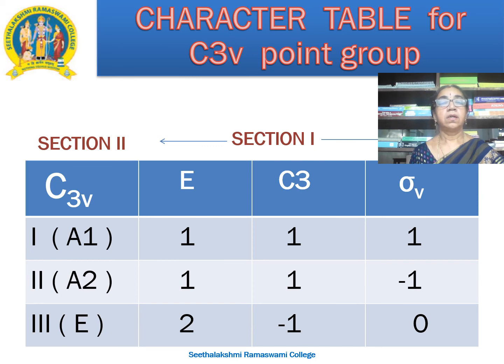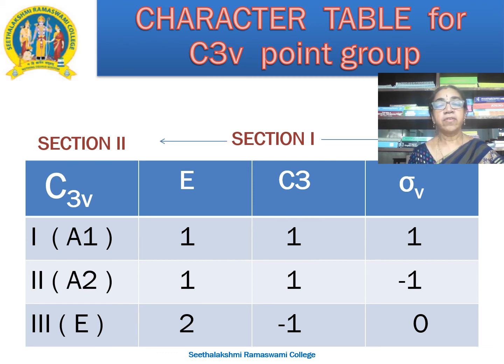Now, the section 1 and section 2 of the character table for the C3V point group can be collectively represented by the table given in this slide. Here, the point group is C3V. 3 irreducible representations are present. Their characters are given as 1, 1, 1 in the first IR, 1, 1, minus 1 in the second IR, and 2, minus 1, 0 in the third IR.